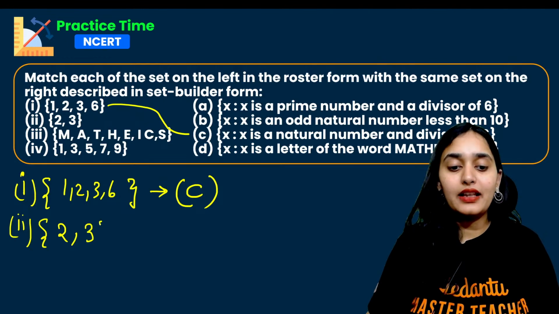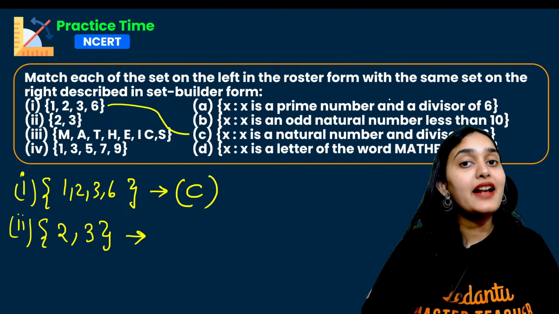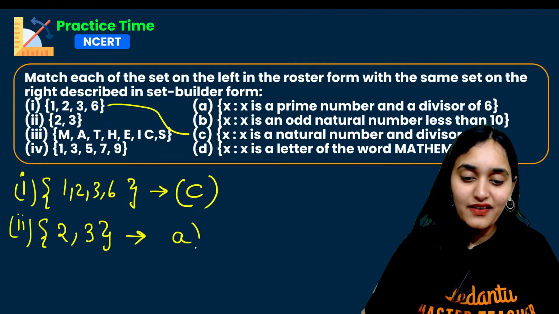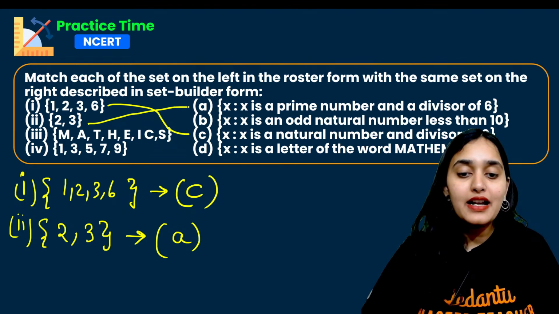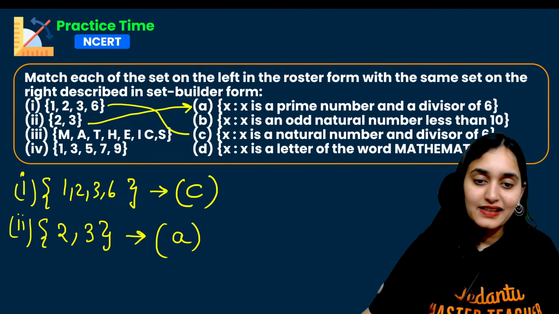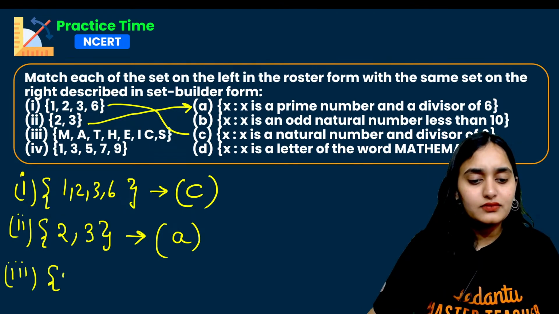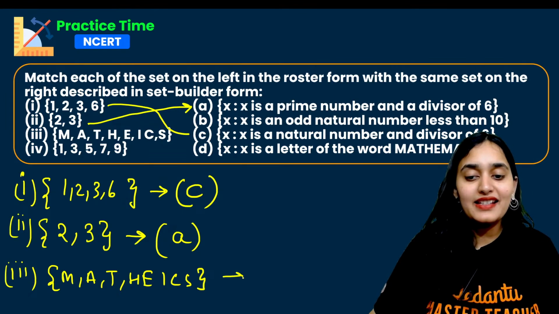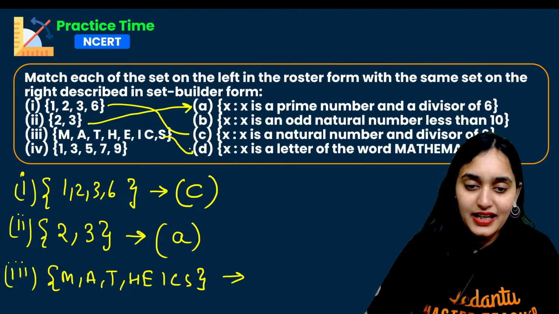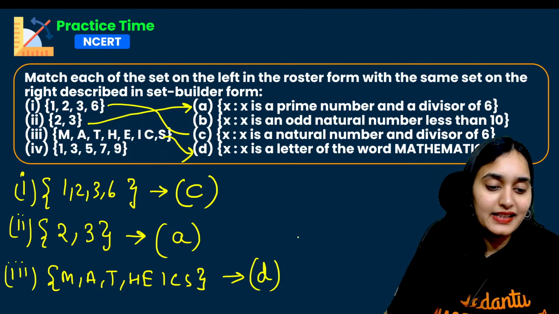Second, 2 and 3. What about 2 and 3? Prime numbers and divisors of 6? Absolutely right. 2 and 3 are prime numbers and divisors of 6. Option 3. Now MA, this is very simple, obviously. This is option D, letters of the word mathematics.